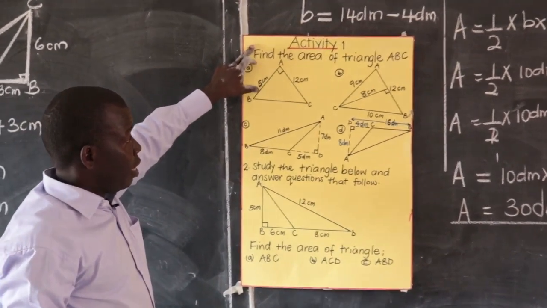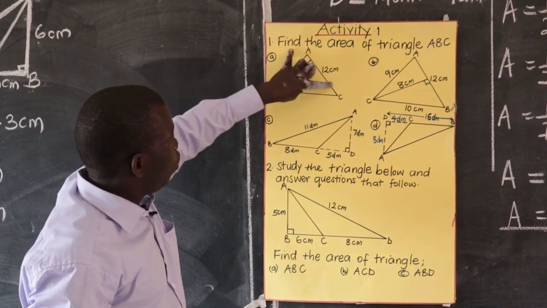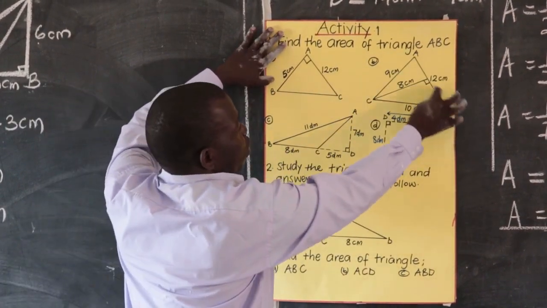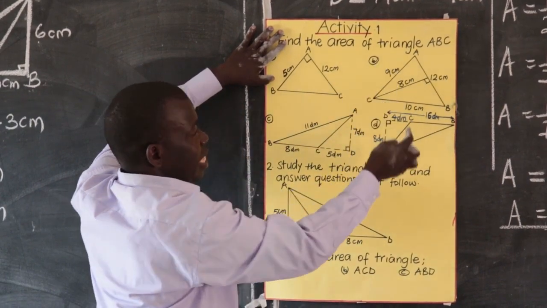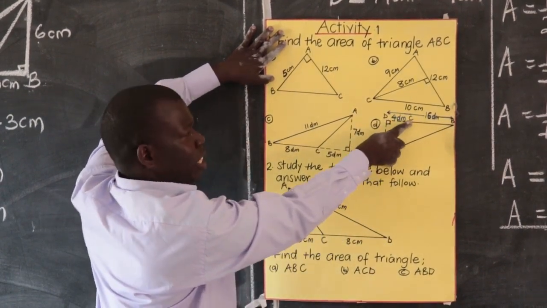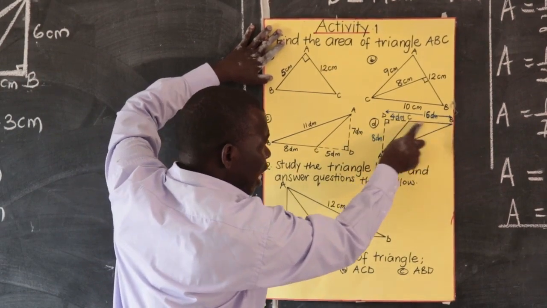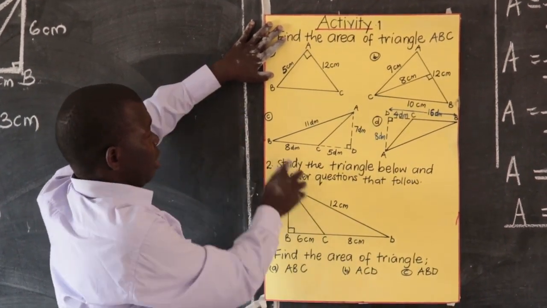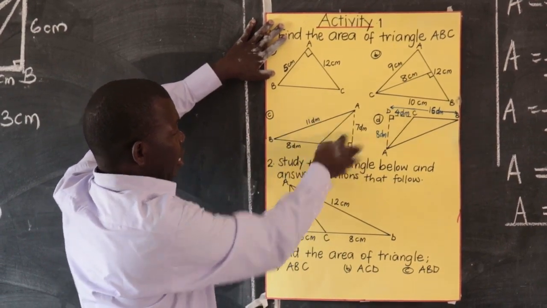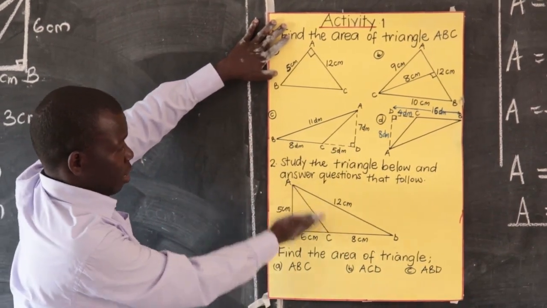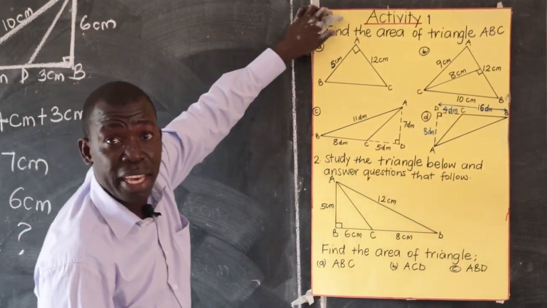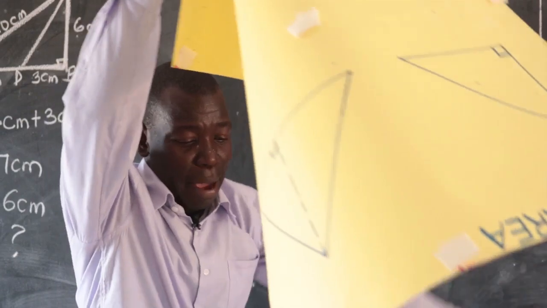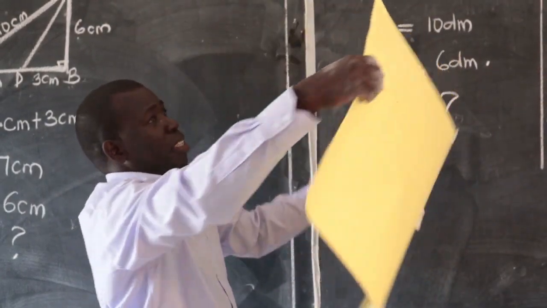Identify the base and the height. From here to here is 12, this is 5. From here to here is 12, this is 8, this is 10, this is 9. From here to here is 4 decimeters. Here there is nothing. And from here to here is 16 decimeters. This one is also clear. Number 2 is there. Finally, my number 3 is here.